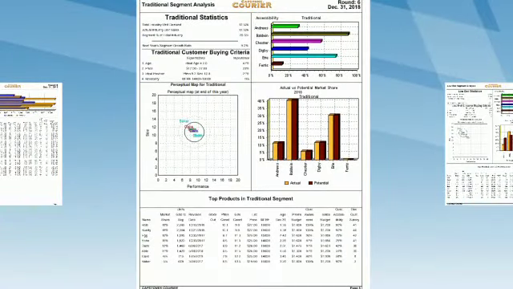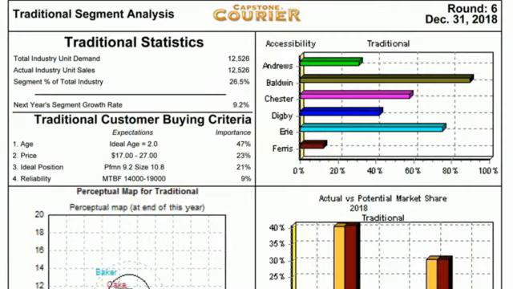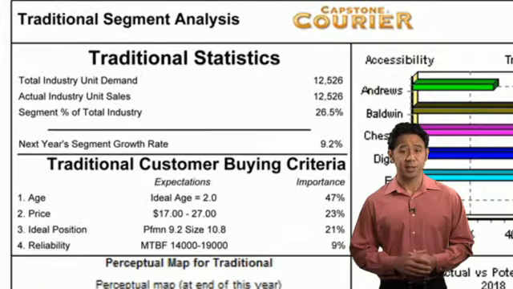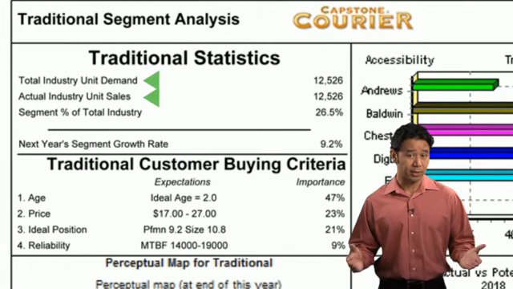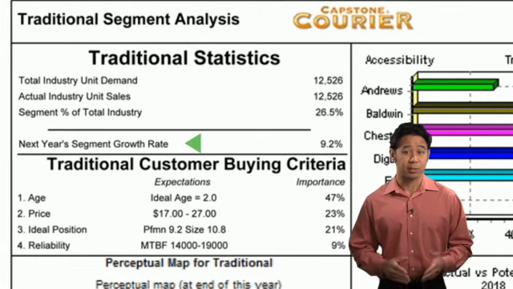The market segment analysis pages break down sales within each segment. Market segments are groups of customers who have similar needs. These differ between the segments, so a product that is highly regarded in one segment would be disregarded by another. The statistics area displays last year's demand and sales within the segment. It also shows next year's market growth rate.